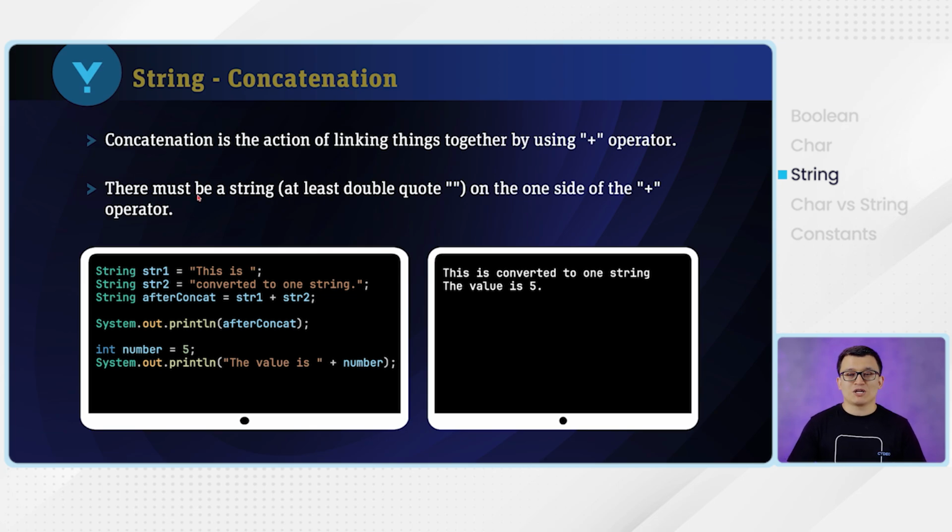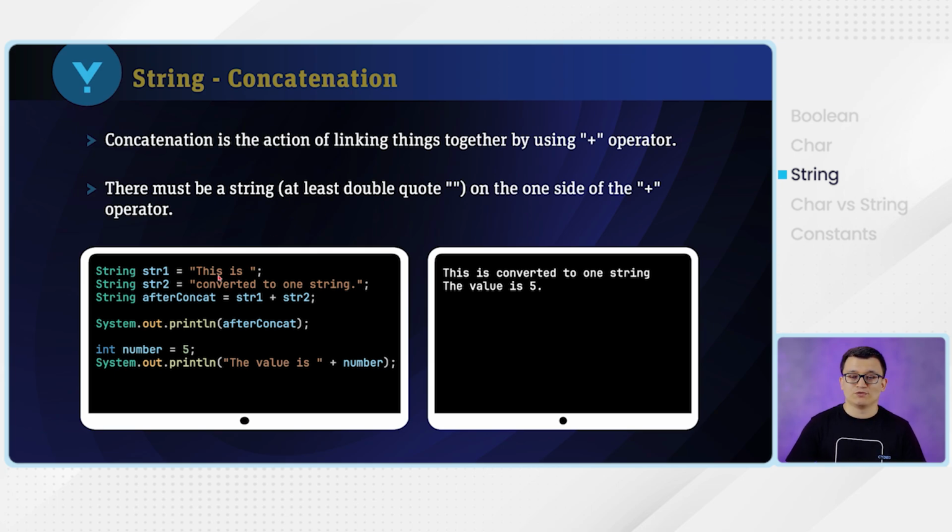And to make sure that it is going to give us the concatenation instead of addition, because this operator is also used for addition purpose in Java. To make sure that it's going to give us the concatenation result, we have to make sure that there is a string either on the left or on the right side of this plus operator. Otherwise, if you have two integers, then you will get addition instead of concatenation.